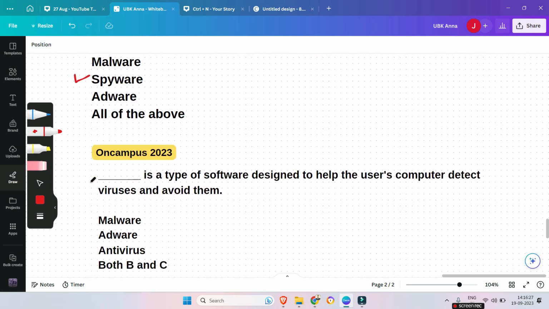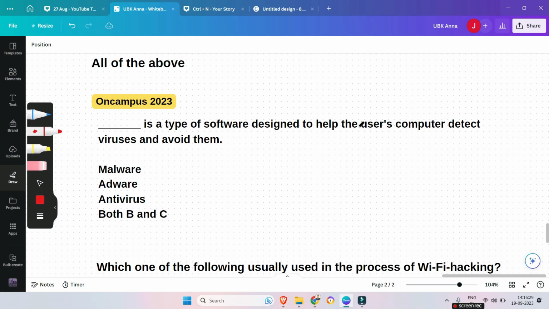Okay, the next question is, dash is a type of software designed to help the user's computer detect viruses and avoid them. Actually, this question was asked in the on-campus drive. This might seem very easy, but this was asked and repeatedly asked. So the answer will be antivirus, right?